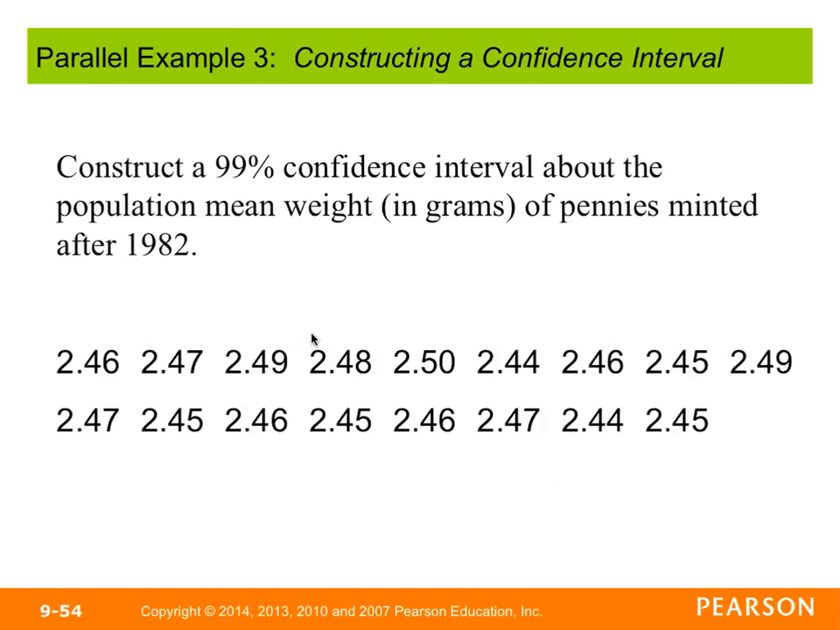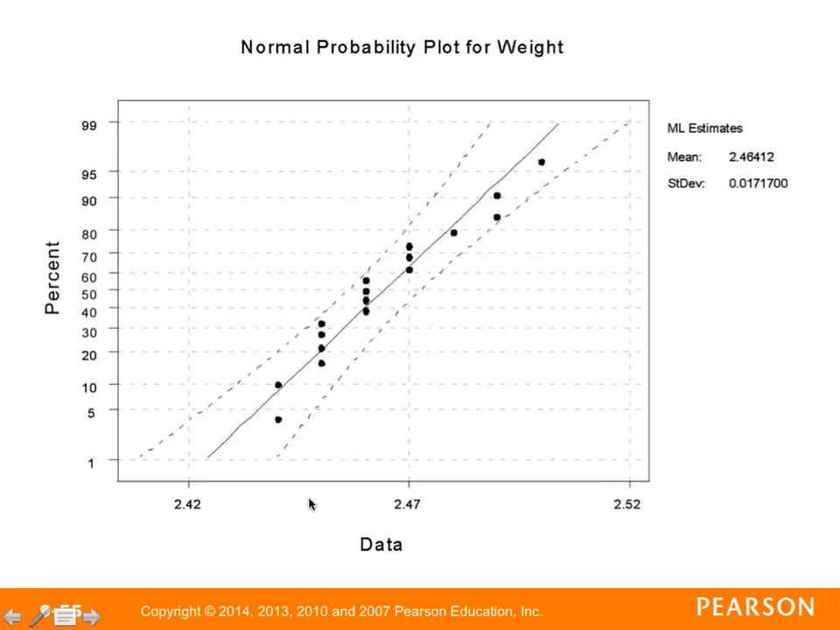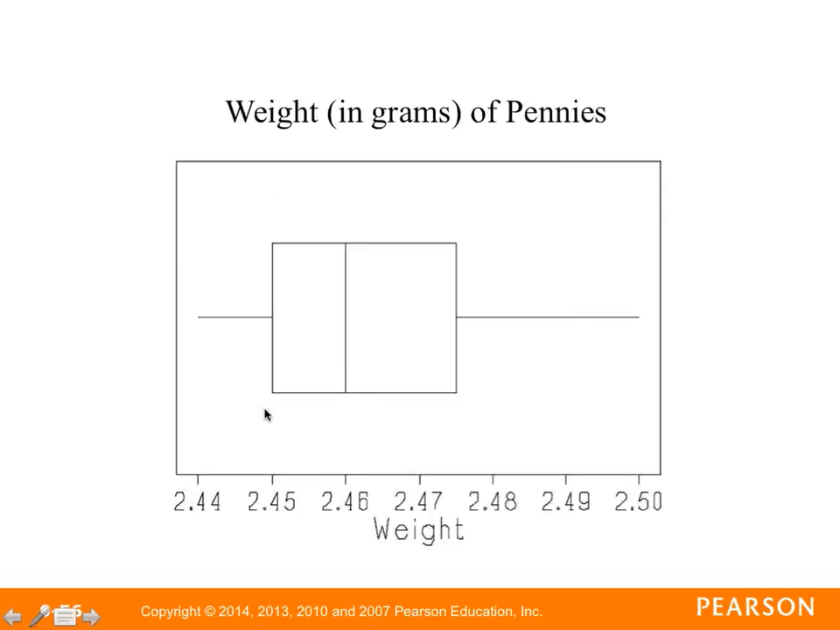So let's go ahead and actually construct a confidence interval. So we have this data here where we have pennies, and you probably want to look at a normal probability plot first. This one looks fine. And it's nice to look at a box plot as well.